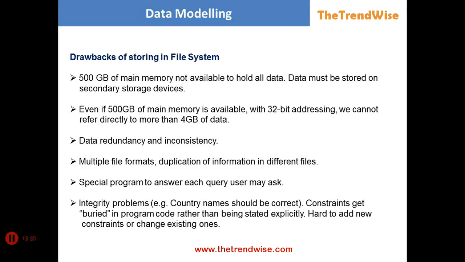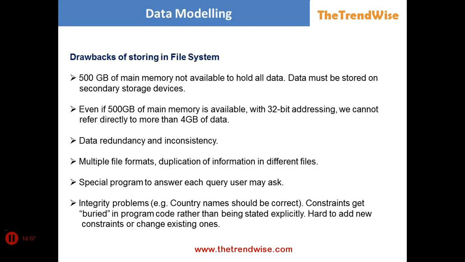Okay, some more points about the drawbacks of storing data in a file system. Most of it we have seen, so let's go over it again quickly. 500 GB of main memory is not available to hold the data, so it must be stored on secondary storage devices. Even if 500 GB is available, with 32-bit addressing we cannot refer directly to more than 4 GB of data. So obviously, the more data there is, the more difficult it is to handle using a file system. And then there are data redundancy and inconsistency issues.